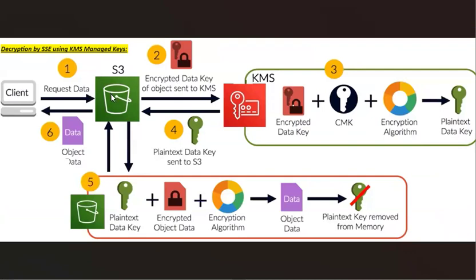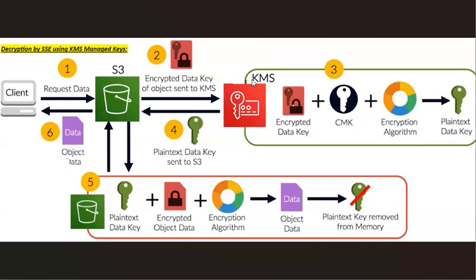In order to provide the object back to the client, this object must be decrypted, right? How is the object in S3? Your object will be encrypted and associated with an encrypted data key. Now, in order to provide your object data to the client, we need to decrypt, right? Yes. So first, S3 sends the encrypted data key to KMS.